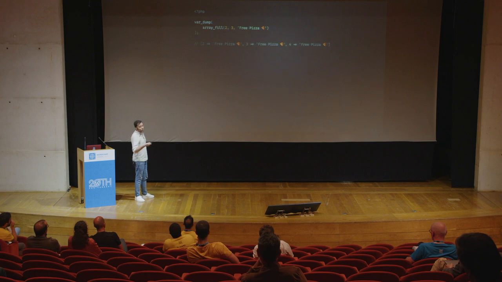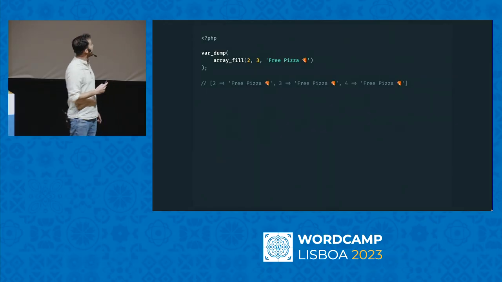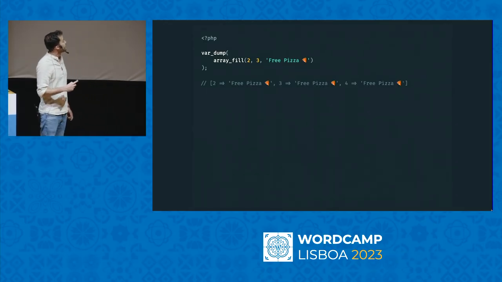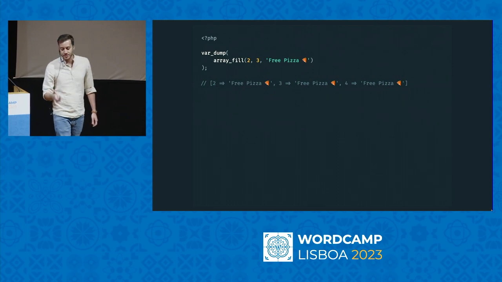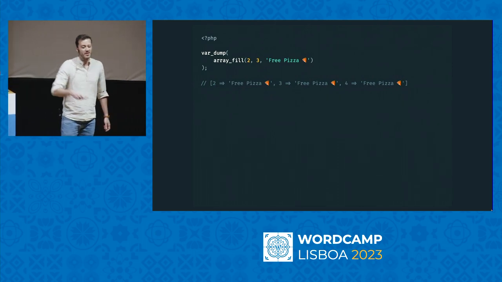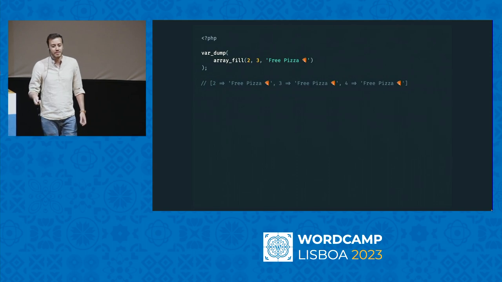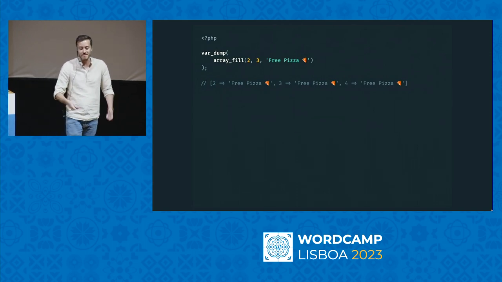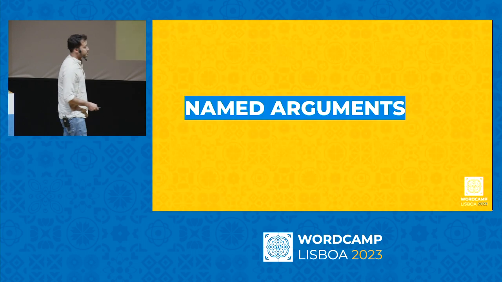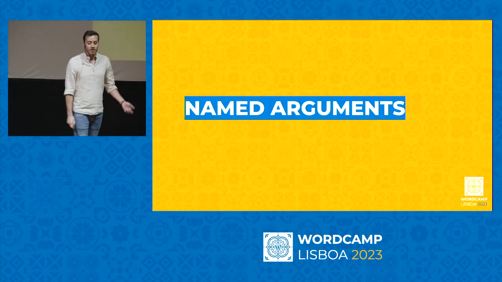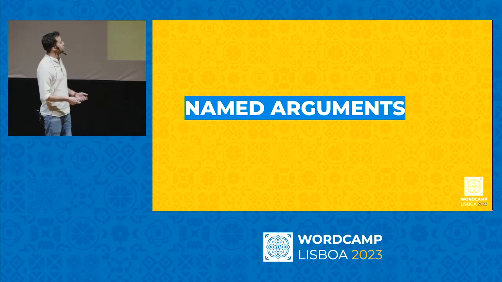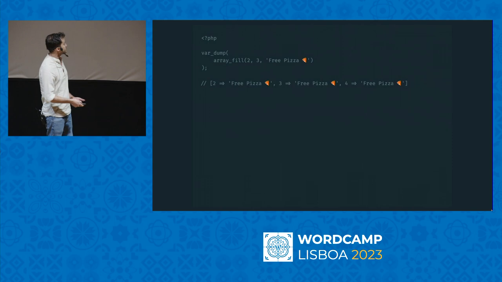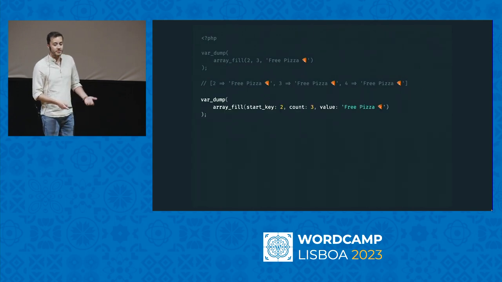And what it's actually doing is creating an array with a length of 3 that starts on key 2, and all the values are free pizza, for example, right? But just looking at it, if I don't use this function all the time, I don't know how it's behaving, right? And that's where PHP gave us named arguments, which is a very nice way to write code and to have more readability in your code.